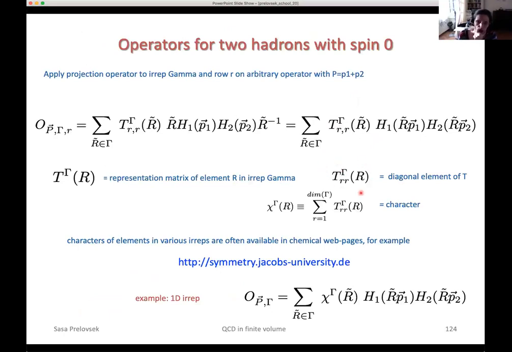Now, these are discrete groups, like in chemistry for crystals. So you'll get most literature on that by looking into chemical tables. But usually these chemical tables will not give you the matrices themselves, but the characters, which means basically the sum of diagonal elements. So let me just give you one example. Let me see this.